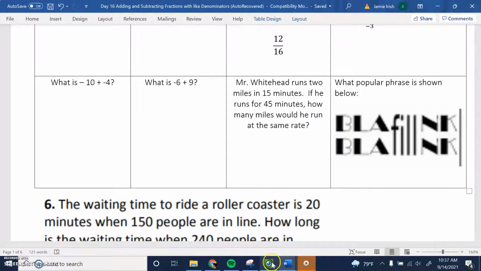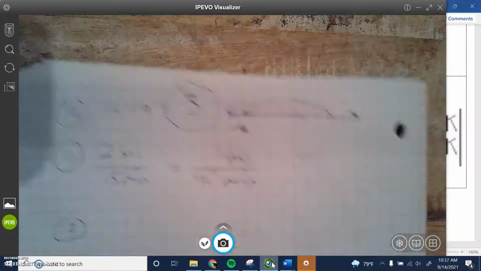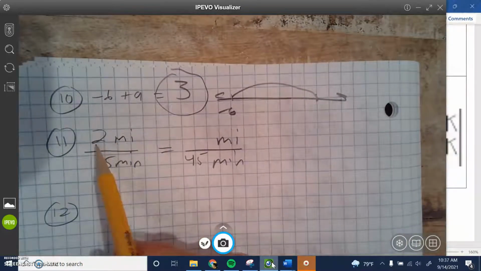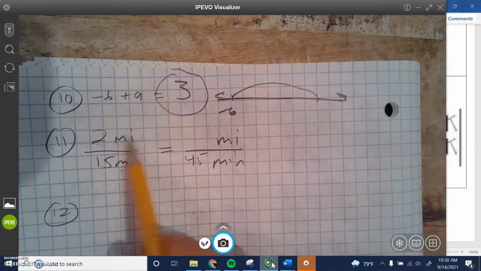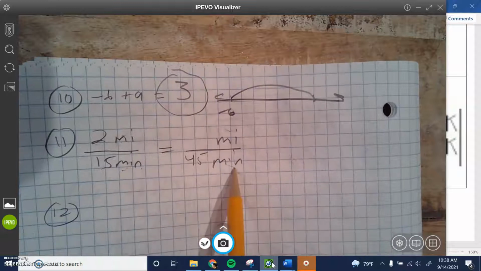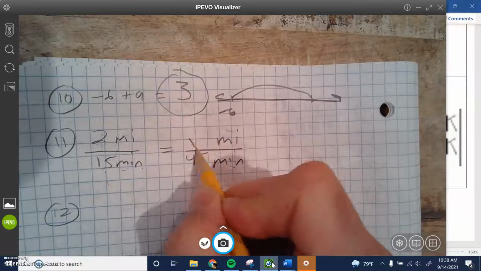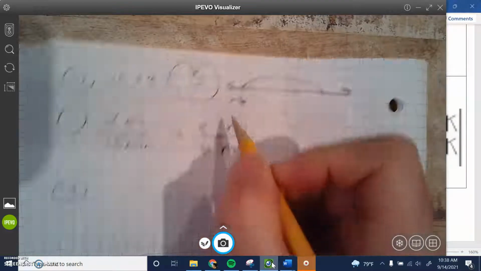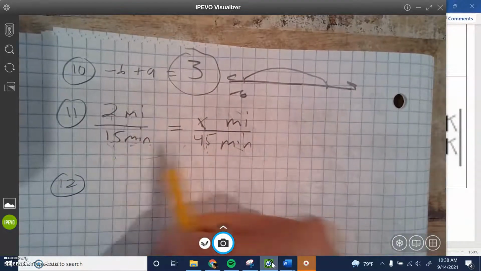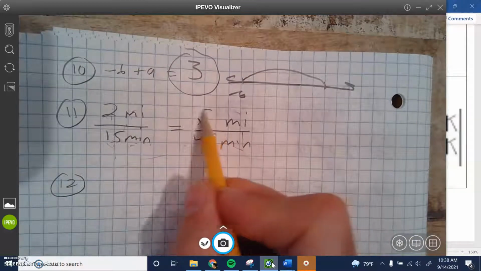All right, let's see. So Mr. Whitehead goes 2 miles in 15 minutes. So miles across from miles, minutes across from minutes. So 2 miles in 15 minutes. So how many miles? That'd be X miles in 45 minutes. Okay. So you can see this is times 3, but if you don't see it, that's okay. Let's do it this way.